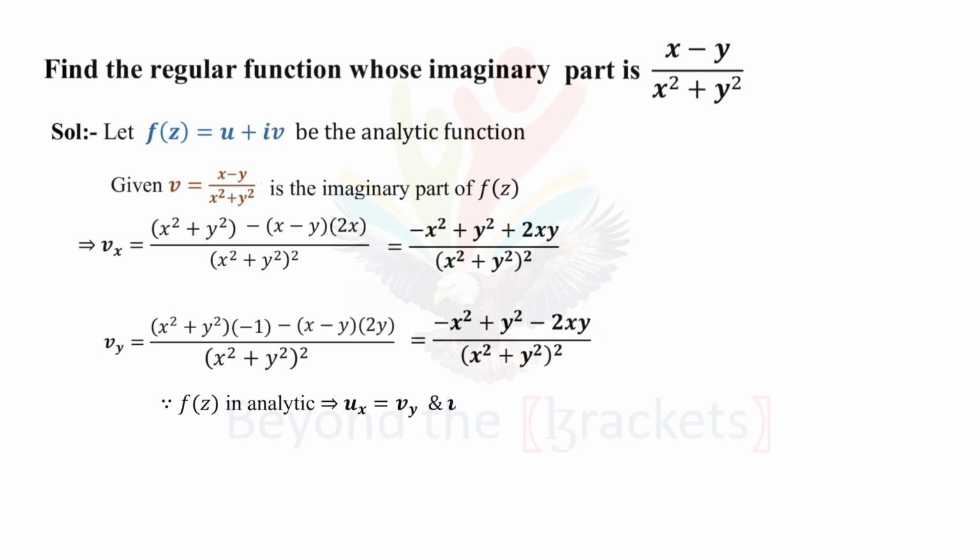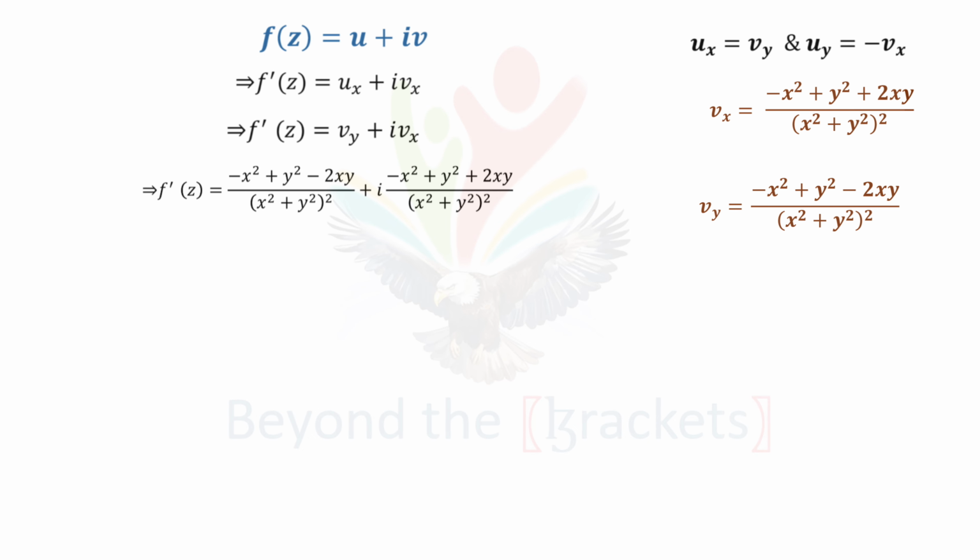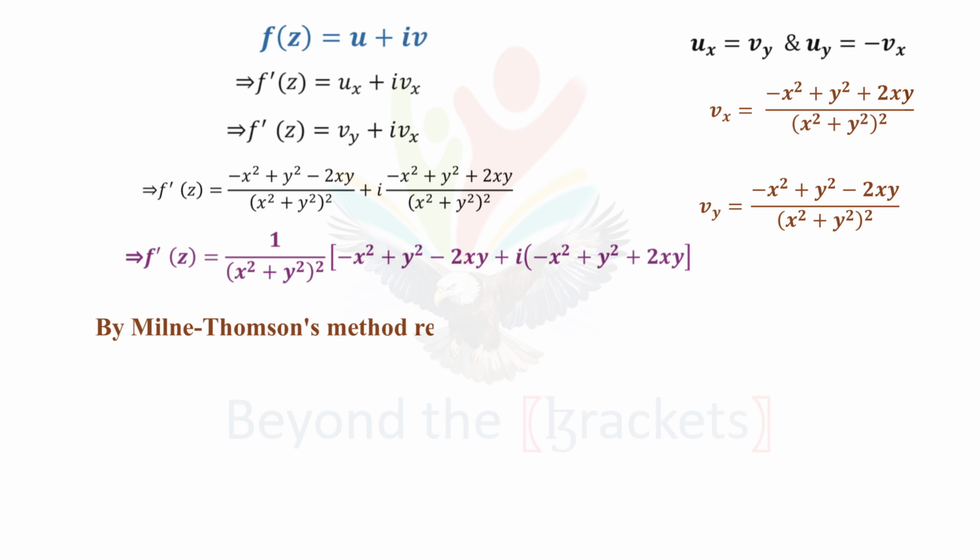Since f of z is an analytic function, it satisfies the CR equations. Ux is equal to vy and uy is equal to minus vx. Differentiating f of z with respect to x, we get f dash of z is equal to ux plus i into vx, where ux can be written as vy to substitute the value of ux and vy. Here, the denominator x square plus y square whole square will be common for both the terms. In the numerator, we are left with the terms minus x square plus y square minus 2xy plus i into minus x square plus y square plus 2xy. By Milne-Thomson method, replace x with z and y with 0 to get f dash of z is equal to 1 by z power 4 into minus z square plus i into minus z square.